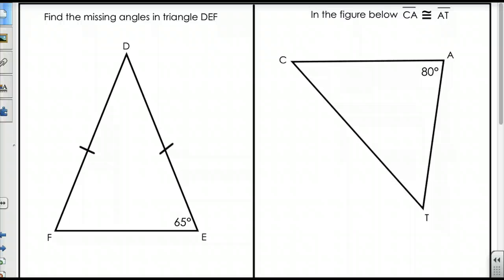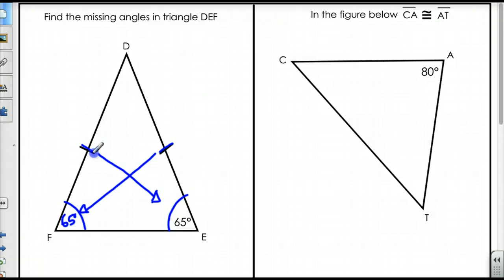All right. So let's take a look at this example. We're going to find the missing angles in triangle DEF. If we look at this, we know 2 pieces of information. One, we know DF is congruent to DE, and we know angle E is 65 degrees. So how can we find the rest of the angles? Well, using the isosceles triangle theorem, we know congruent angles are opposite congruent sides. So if you take your pencil and draw an arrow to the opposite angles, you'll see that the opposite angles have to be congruent. So if that's 65, this is also 65.